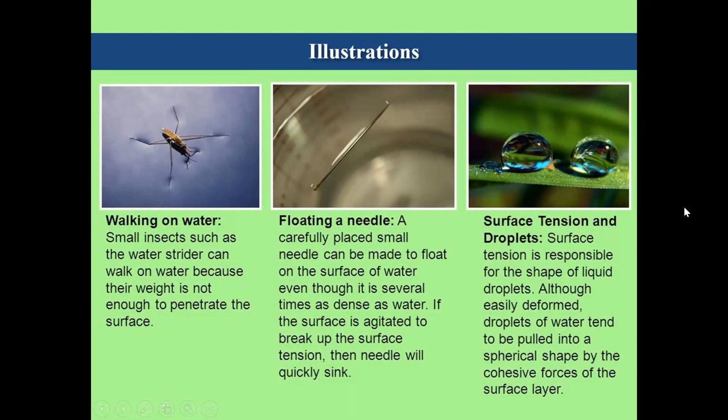Another fascinating illustration is surface tension and droplets, responsible for the shape of liquid droplets on top of, say, some leaf. Although easily deformed, droplets of water tend to be pulled into a spherical shape by cohesive forces of the surface layer.